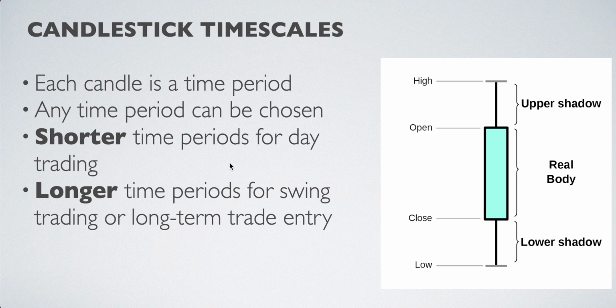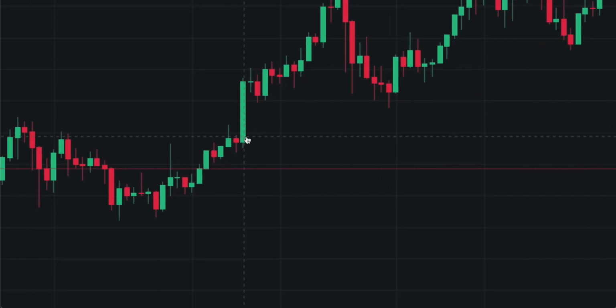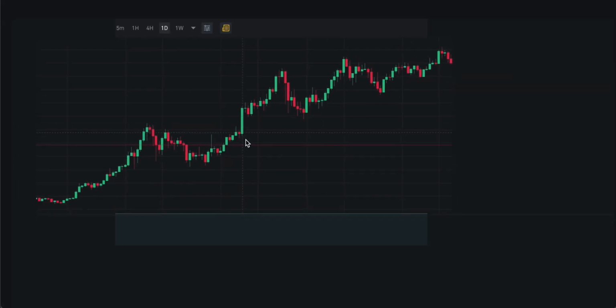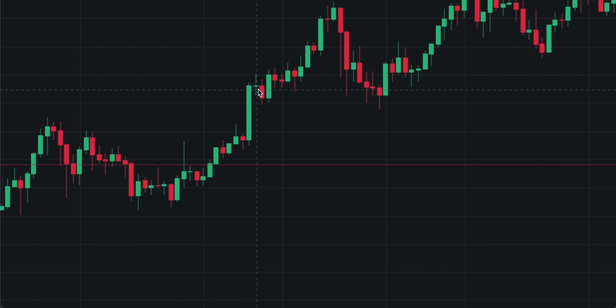Candlestick timescales. Each candle is actually a period in time, so we can look at the chart right here. You can see this time period right here. Every single candlestick represents some amount of time, and actually you can change this. It isn't fixed. At the moment, you can see I'm on a 1-day chart. What that means is that each candlestick represents 1 day, 24 hours of trading. If you're trading stocks, then that may actually be 8 hours of trading or however long the stock market is open for. This one, 24 hours, this one, 24 hours.